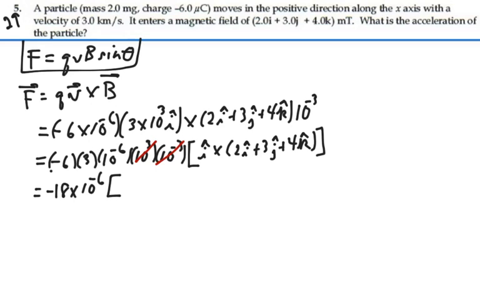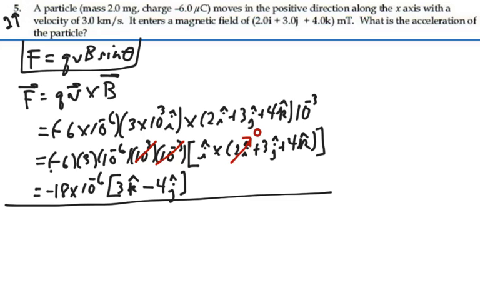i crossed with 2i is going to give me 0. i crossed with 3j will give me a 3k. And i crossed with k will give me a negative j. So that's going to be a minus 4j. Okay, so there's our force.